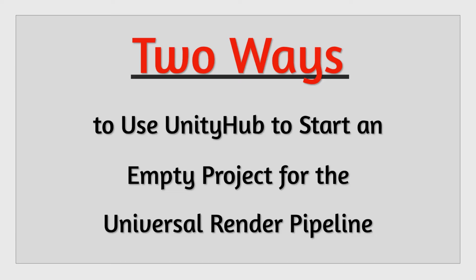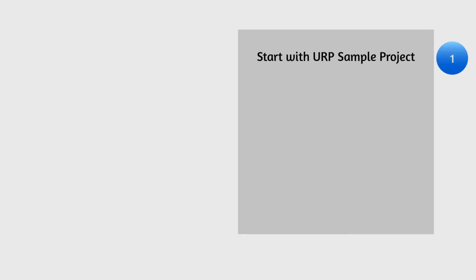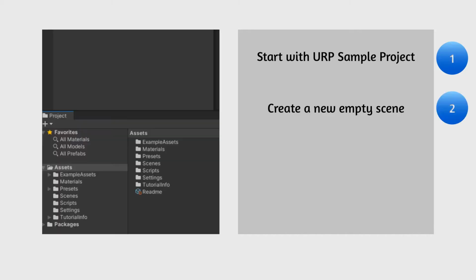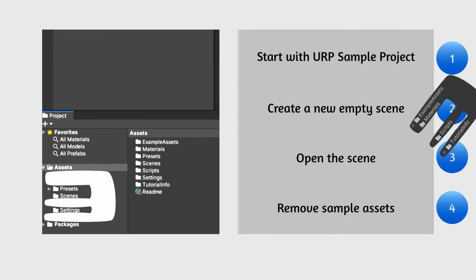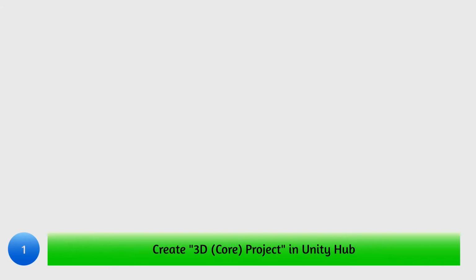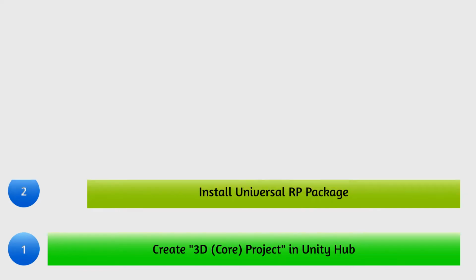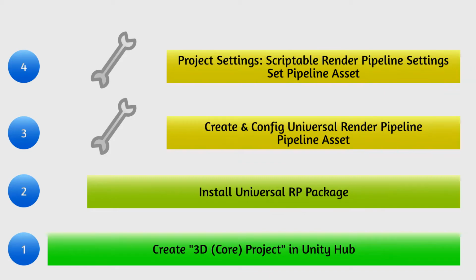Okay, so there are two ways to create an empty project with the universal render pipeline that's ready to develop on. One way is to start with the sample project template from within the UnityHub, then create a new empty scene, open the scene, and remove the example assets, leaving an empty shell of a project that you can build in. The other way is to take a core 3D project, as in the built-in 3D renderer, install the universal render pipeline package, and then configure the project to use that package. Let's now have a look at how to do each of these approaches.